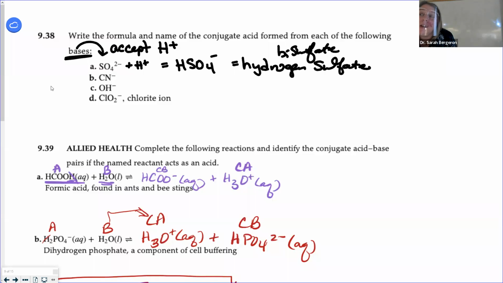Right? Okay, CN minus. Add a hydrogen ion to it. What do you get? HCN, and it's not charged. When you go in the polyatomic ion table, what is the name of CN minus? Cyanide.